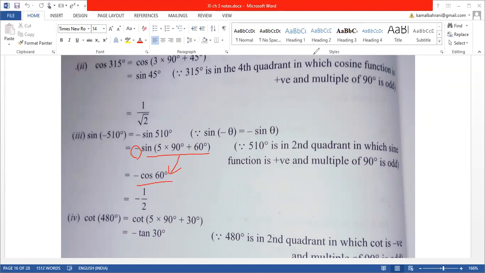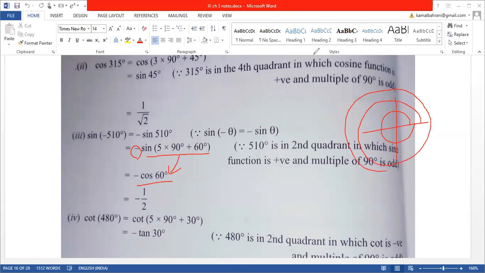Is this question, minus 510, clear or not? If it is not clear, please ask. I will explain it again because this is an important thing. The values in sine, cos, tan repeat after an interval. In sine and cos, they repeat after an interval of 2 pi. Till 2 pi they will be the same, then again they will repeat, and repeat.